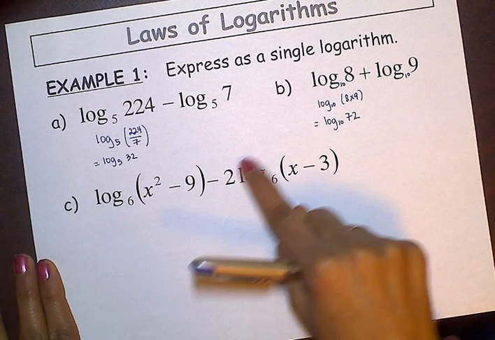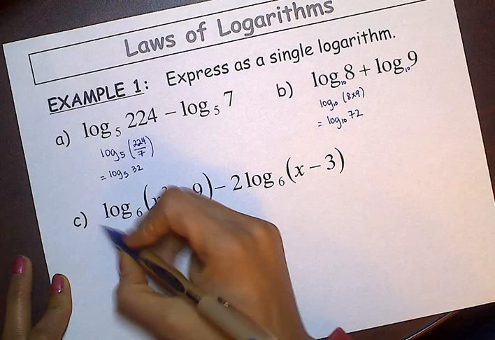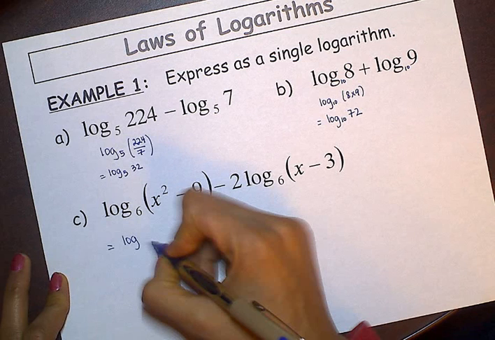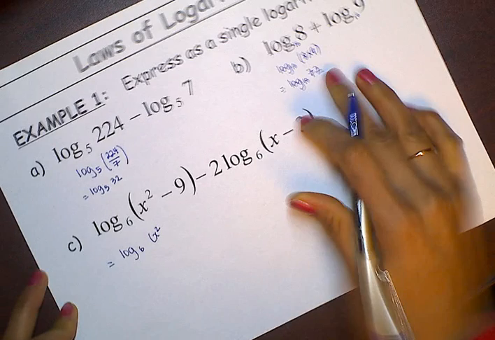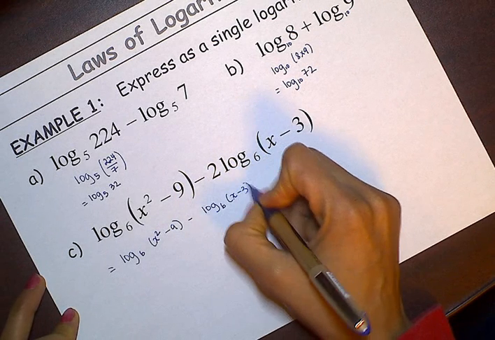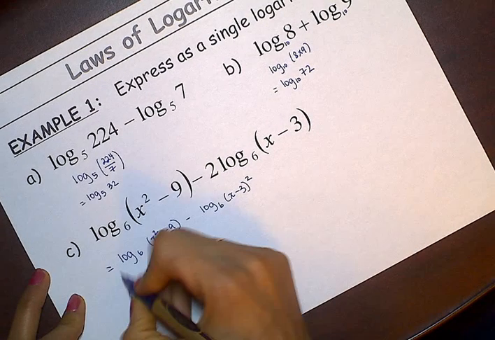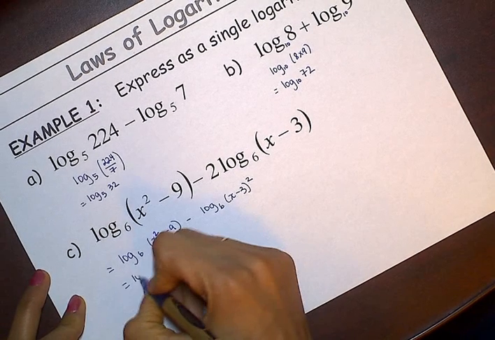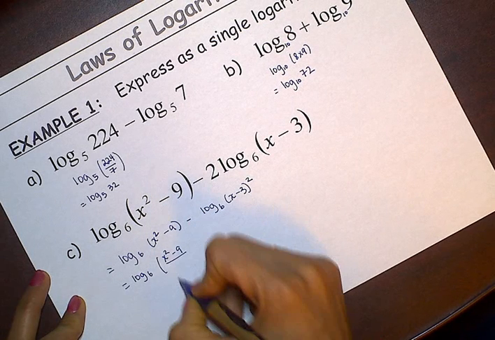Log base 6 of x squared minus 9 minus log base 6 of (x minus 3) squared. I am now going to use my quotient law of logs. That's log base 6 of (x squared minus 9) divided by (x minus 3) squared. I'm just going to go ahead and simplify that now.